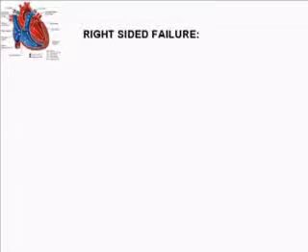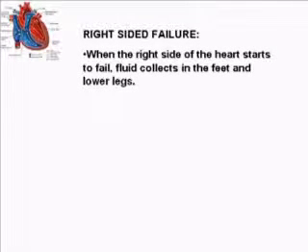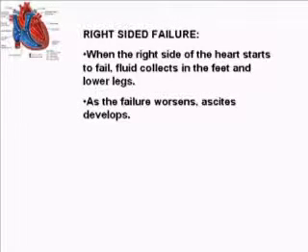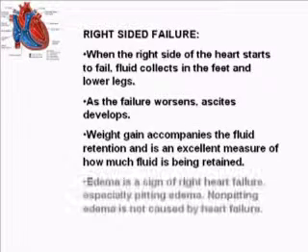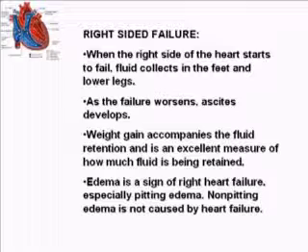In right cardiac failure, when the right side of the heart starts to fail, sufficient blood does not return back to the heart. Fluid collects in the feet and lower legs, resulting in pitting edema. As the failure worsens, ascites develops. Weight gain accompanies the fluid retention, and this is an excellent measure of how much fluid is being retained. Edema is a sign of right heart failure, especially pitting edema. Non-pitting edema is not caused by heart failure.